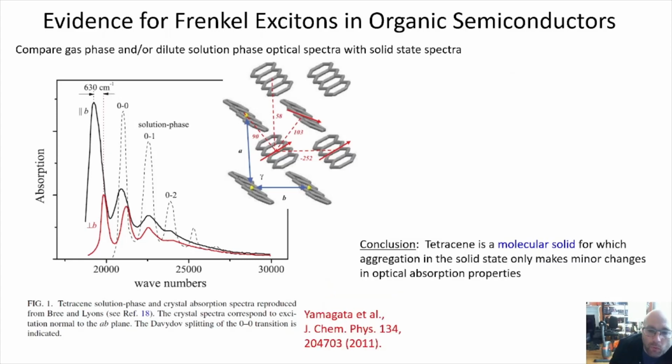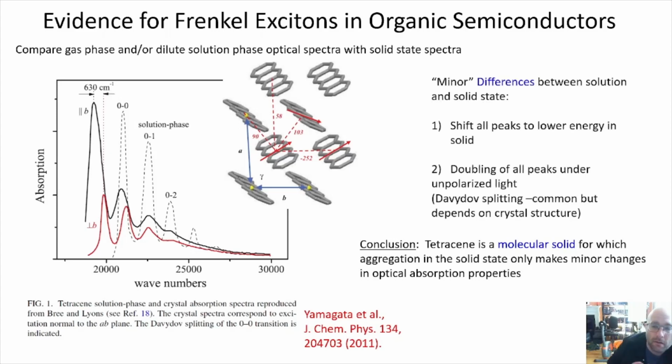So we do from this conclude that tetracene is a so-called molecular solid, and aggregation in the solid state makes relatively minor quantitative changes to the optical properties. There are minor differences. We do see that all the peaks shift in energy by a little bit. It's not a lot. And then this polarization effect is pretty interesting. The fact that there's a different energy associated with polarization is a unique solid state effect, and this will be the Davydov splitting that we'll come to at the very end.